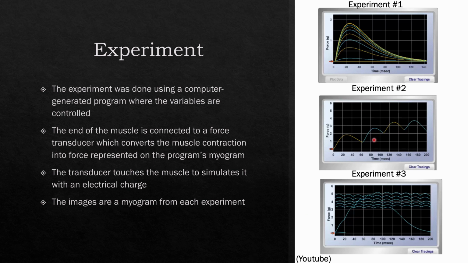So these are some of the myograms, one from each experiment. And the transducer then touches the muscle to stimulate it with an electrical charge. So in this one they just did different voltages, and in this one they did multiple stimuli, and this one again.